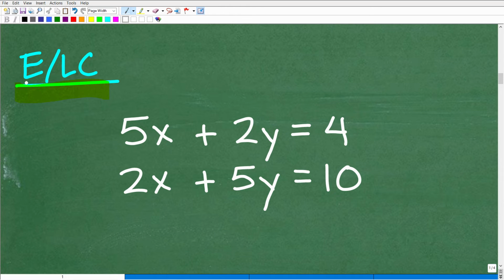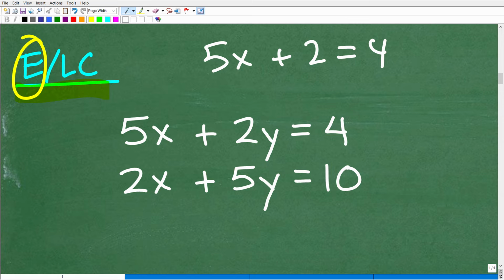But what's the essence of the elimination linear combination method? Well, the elimination part means we have two variables here, right? We have x and y. How do we solve for this? Well, if we had an equation with one variable, let's say we have 5x plus 2y is equal to 4. Well, if we had an equation with just 5x plus 2 is equal to 4, this only has one variable, right? And here's a number. So we could solve this even if we had the equation 5 plus 2y is equal to 4.